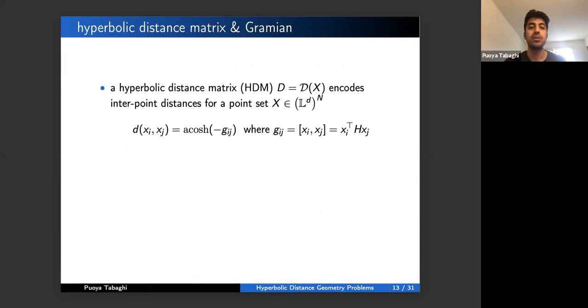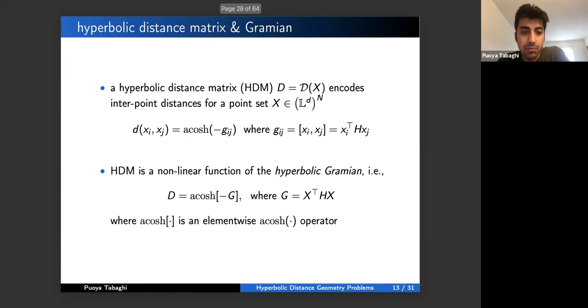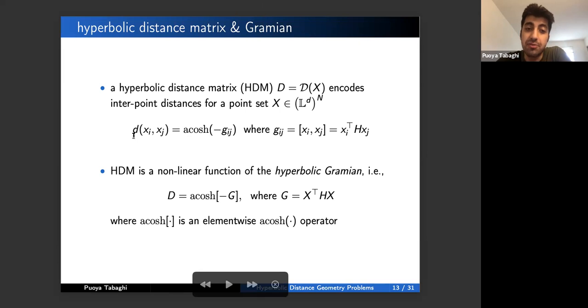So, a hyperbolic distance matrix encodes all the pairwise distances for a set of points in the Lorentz model. The distance between x_i and x_j, as we mentioned, is the inverse hyperbolic cosine of their negative inner product, and the inner product is defined like this. So this is a Lorentzian inner product. The HDM is a collection of all of these pairwise distances, which we put in the matrix D, and we put the collection of all the pairwise inner products in a matrix called G, the hyperbolic Gramian. It is hyperbolic because the points are hyperbolic.